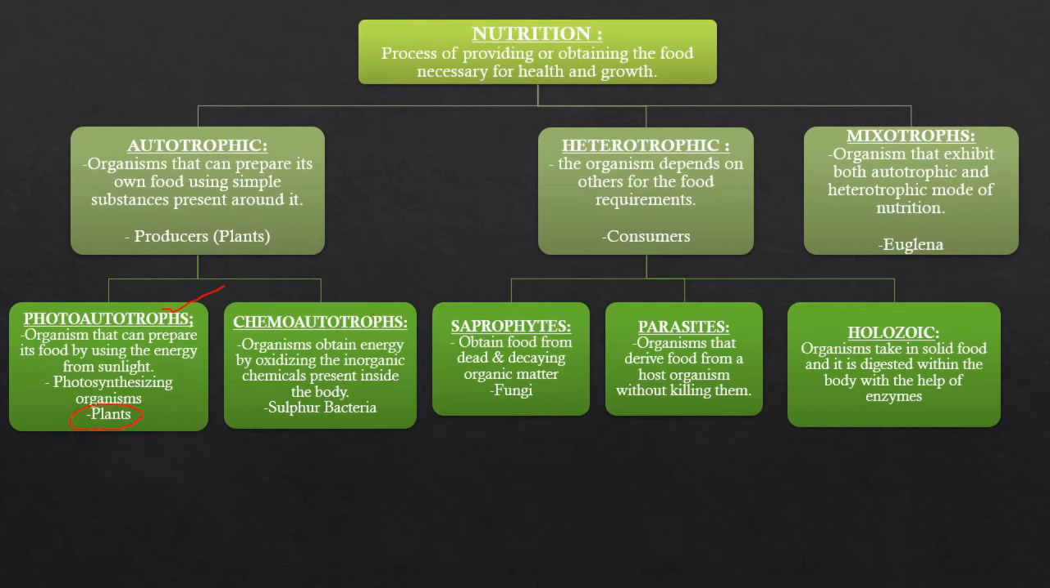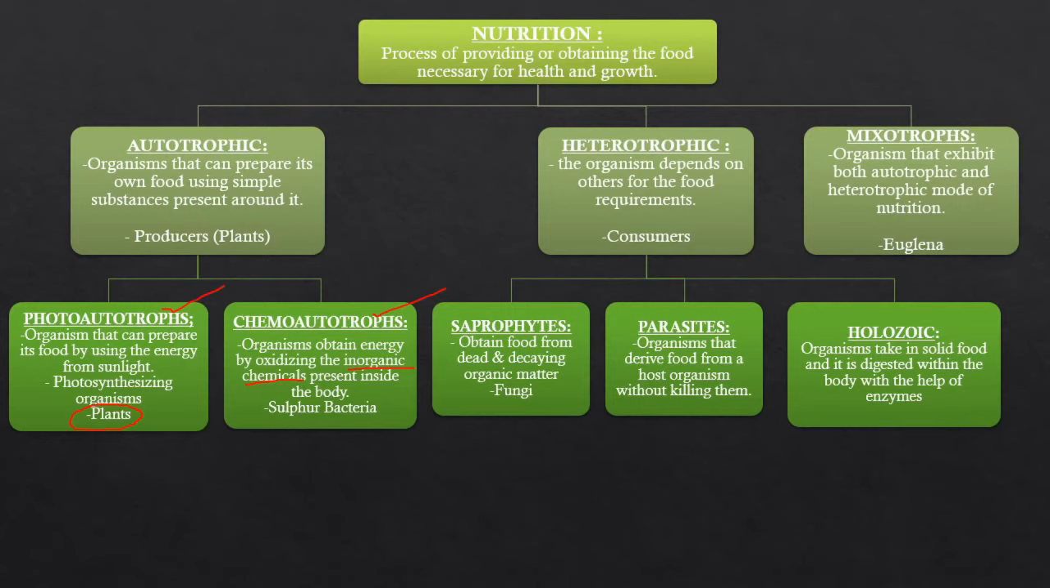Now the second group is called chemoautotrophs, and these are the organisms that obtain energy by oxidizing inorganic chemicals present around them. One example is the sulfur bacteria. So these are the autotrophic organisms that can prepare their own food. They don't depend on others for the nutrient requirement. Now the second group is the heterotrophic organisms. These are the organisms that depend on others for their food requirements, and typically they are called consumers, and typically they depend on the producers for their food.